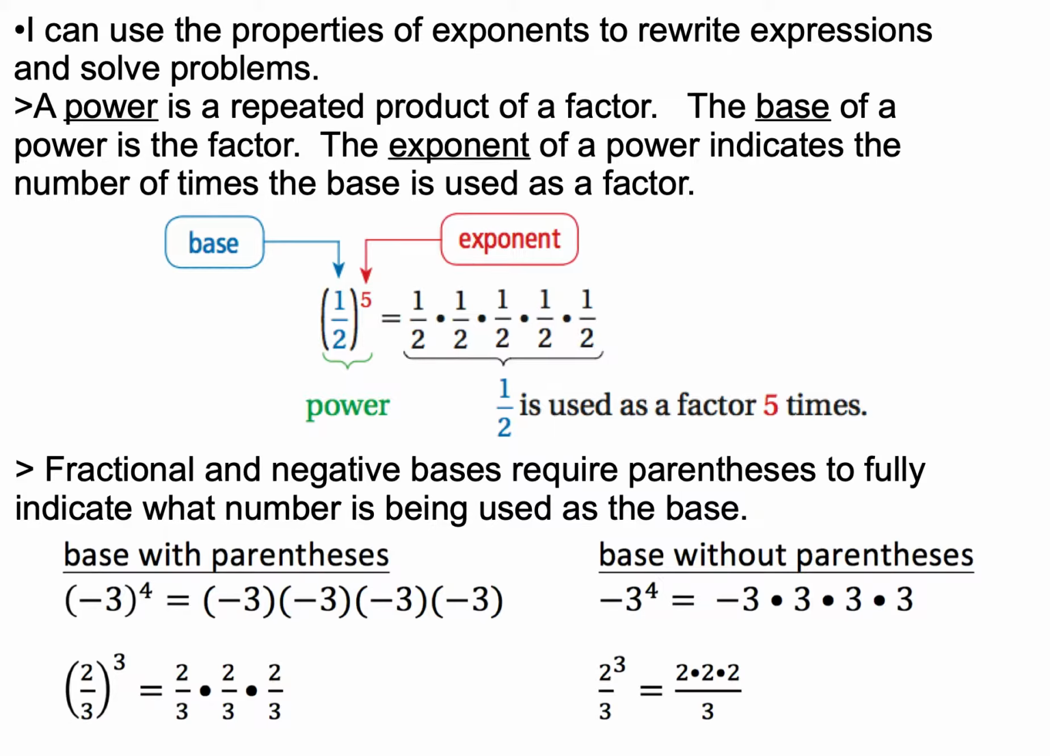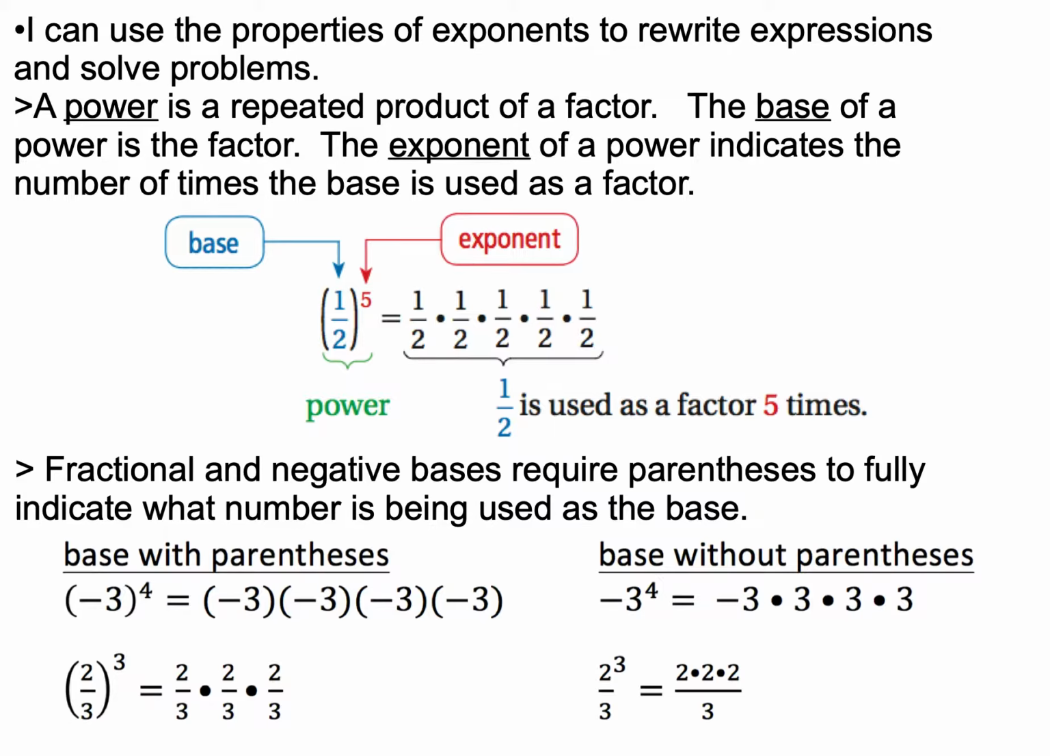Okay, fractional and negative bases require parentheses to fully indicate what number is being used as the base. For example here, if I use parentheses around my base and I say -3 in parentheses to the fourth power, that means -3 in parentheses is what gets used 4 times. If I use it without parentheses, this is -3 to the fourth power.